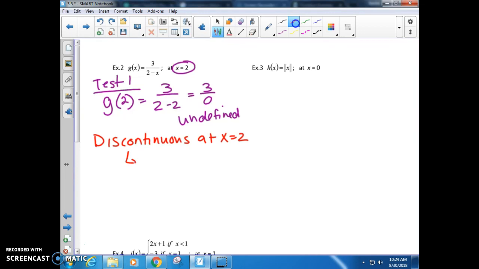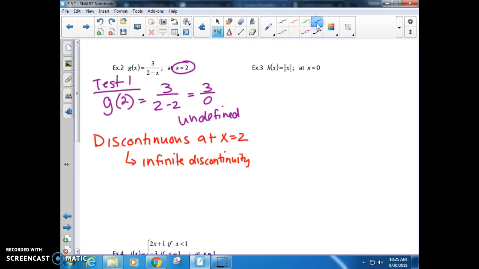And this type of discontinuity is infinite. Okay, so when test 1 fails, it ends up being this infinite discontinuity because it would shoot up to infinity or down. You could also look at it and graph it to see.